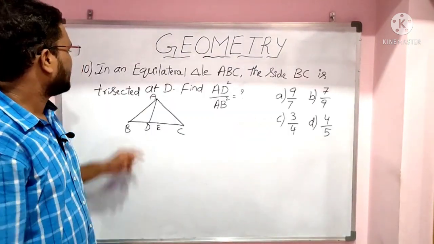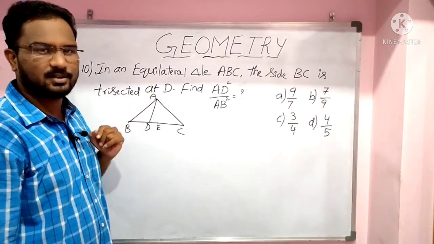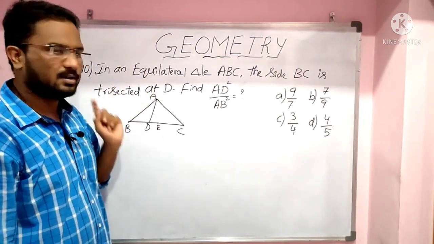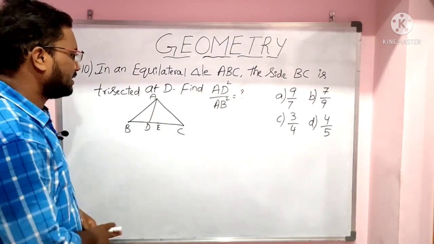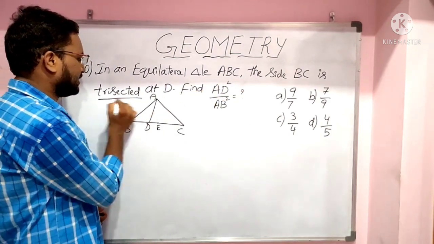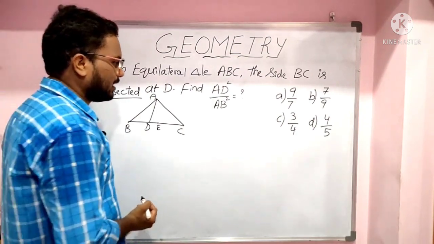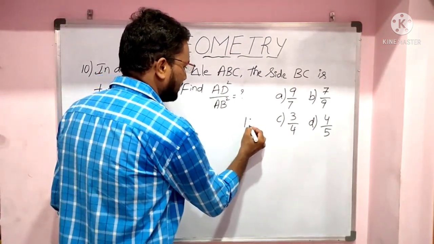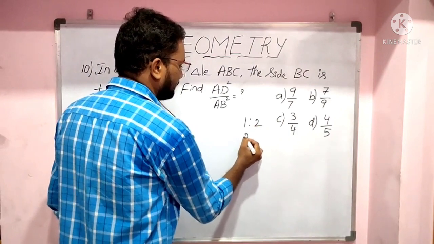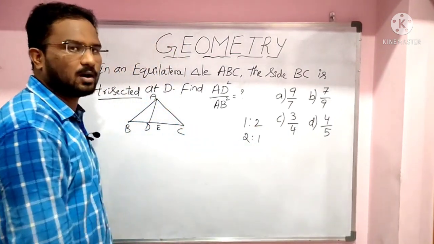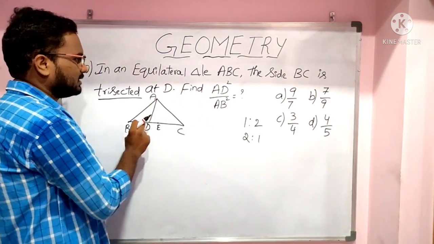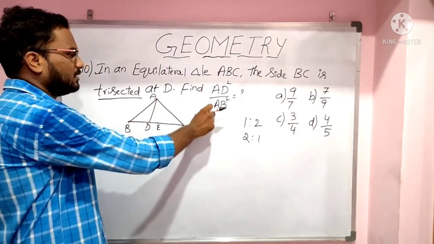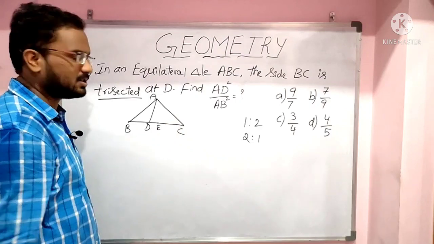Next one. In an equilateral triangle ABC, the side BC is trisected at D. What is the meaning of trisected? Trisected means it divides the line in a 1:2 or 2:1 ratio. So here BC is trisected at D, and we need to find the ratio of AD square and AB square.